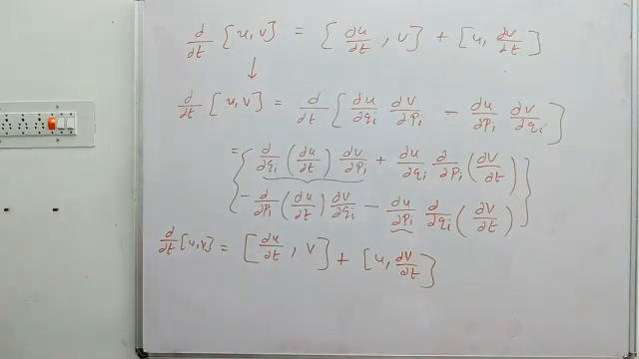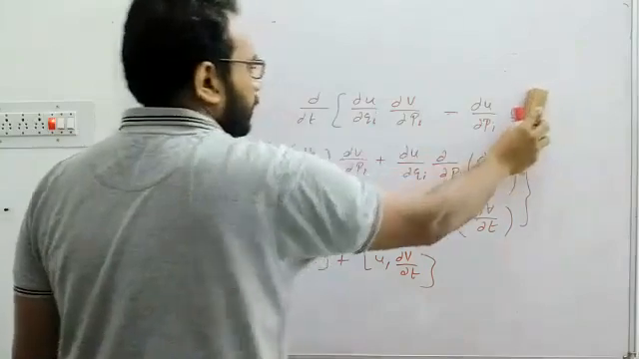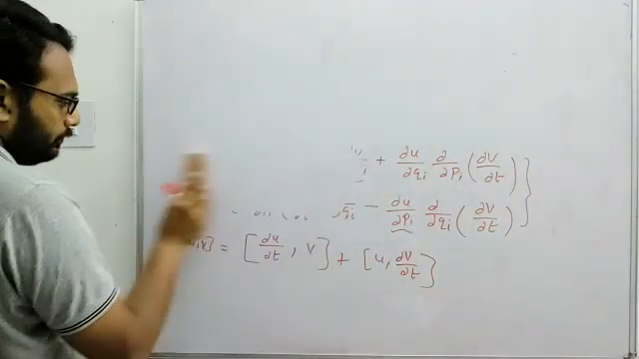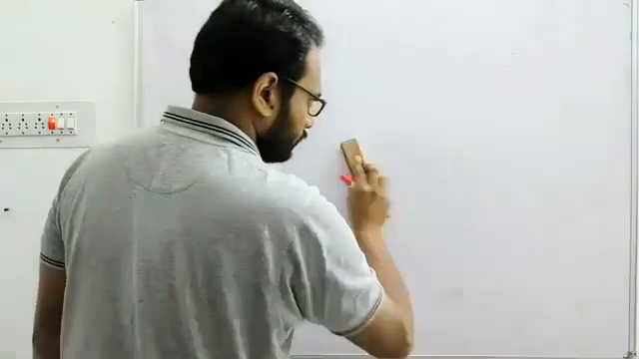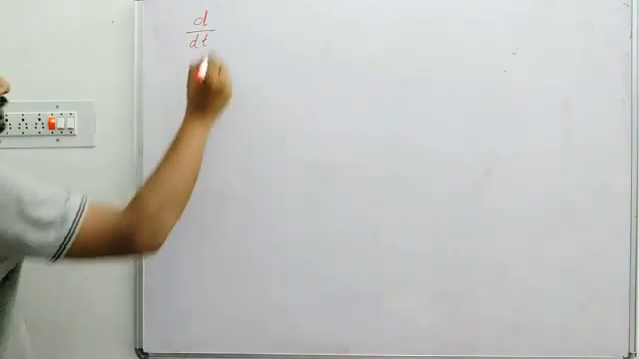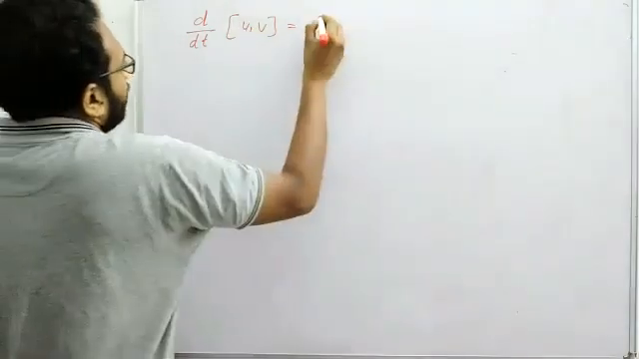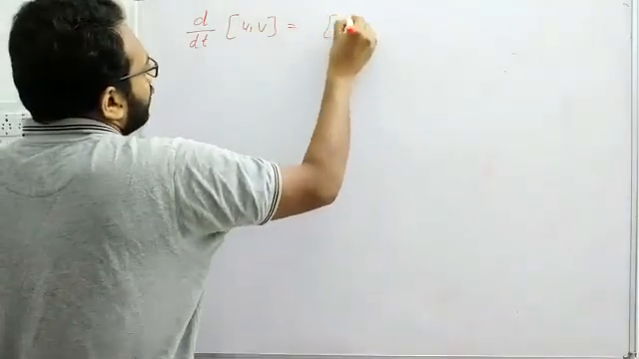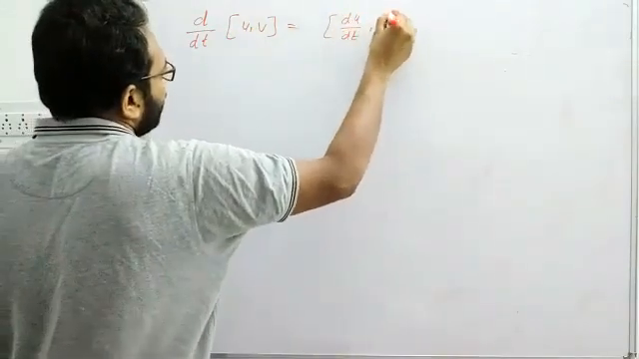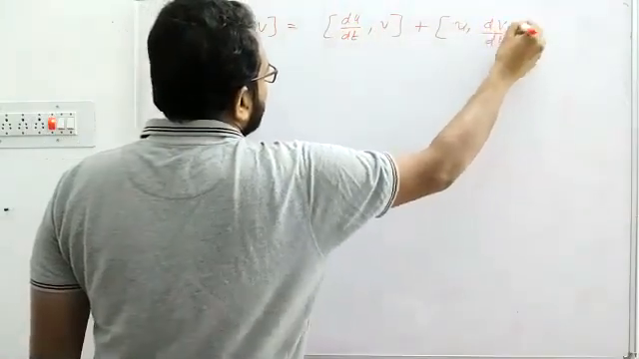So let's do another problem now using this result. We are going to prove that d/dt. So far we were looking at the partial derivative. Now we are looking at the full time derivative of {u, v}. This is equal to {du/dt, v} plus {u, dv/dt}.